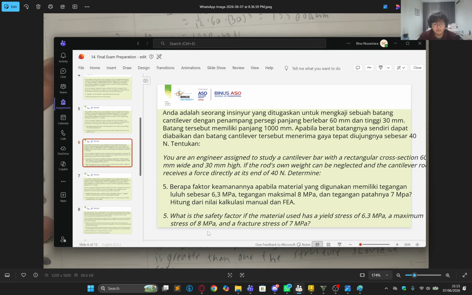Yes. What is the safety factor if the material used has a yield stress of 6.3 megapascals, maximum stress of 8 megapascals, and a fracture stress of 7 megapascals? We kind of just ignore these because we don't really need them. What we need is the yield stress. Why? Because when you get to these, it's just a bit too late. So you want this stress instead.